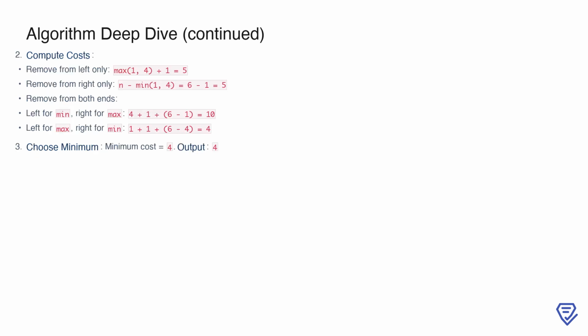Using the indices we just found, we calculate the costs for each removal strategy. First, removing from the left only requires removing up to index 4, so the cost is max(1, 4) + 1 equals 5. Removing from the right only requires removing back to index 1, so the cost is 6 - min(1, 4) equals 5.